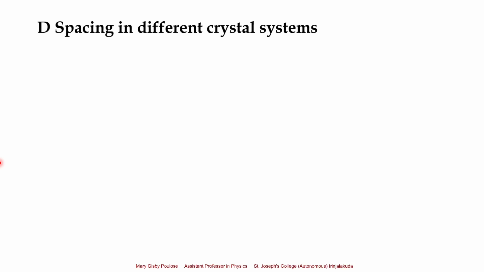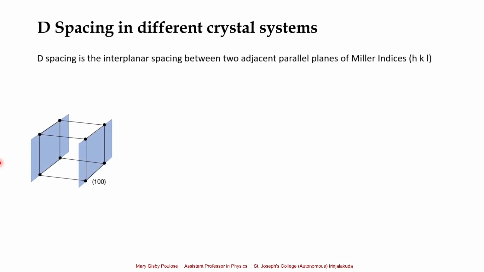Also, another important term in crystals that we need to know is the d-spacing in different crystal systems. D-spacing is the interplanar spacing between any two adjacent parallel planes of Miller index HKL. So if I have any two nearby planes of the same Miller index HKL, the distance between those two planes is the d-spacing. It is represented as small d usually. And in different crystal systems, it can be calculated using different equations using the Miller indices h, k and l.